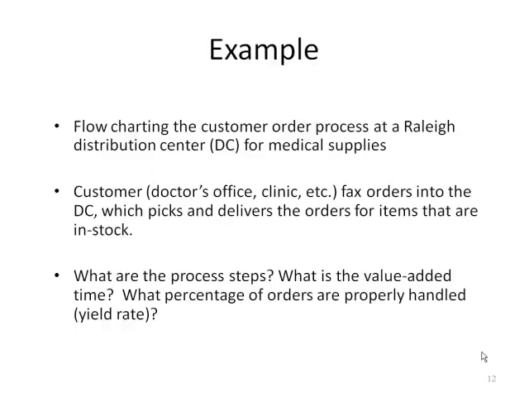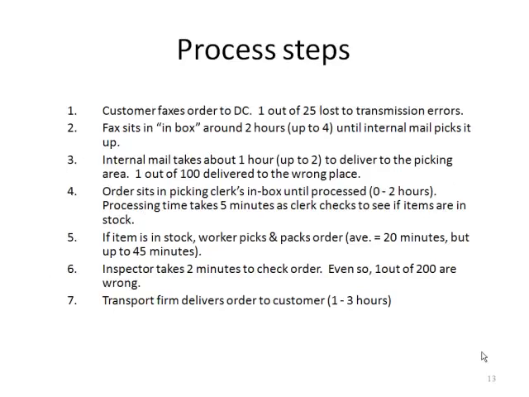Now, before we do the flow charting example here, you can imagine people in the organization might have some idea of how much time it takes for an order to go through the system or where things can go wrong. But by looking at the detailed steps, we're going to get some better insights. So in fact, we start digging into the depth of this process, and we find out it works like this. Step number one, this is where the process starts and where the customer's order enters. We have a customer fax an order to the DC. 1 out of 25 are lost to transmission errors, so only 24 out of 25 survive the first step.